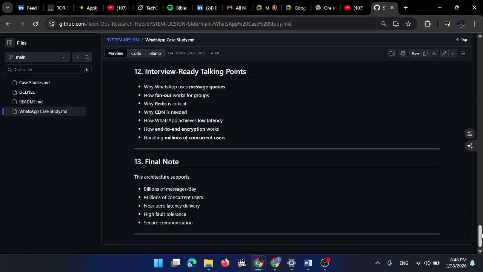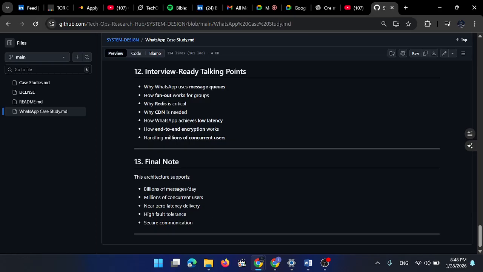Then there's what we call the final note. This architecture supports billions of messages a day. I mean, you can imagine the number of messages WhatsApp handles every single day. They're in the billions, and then there are also millions of concurrent users. So we're talking about messages, and we're talking about users, in the millions. Then there's what we call near-zero latency delivery.